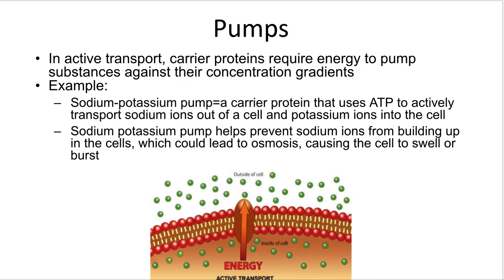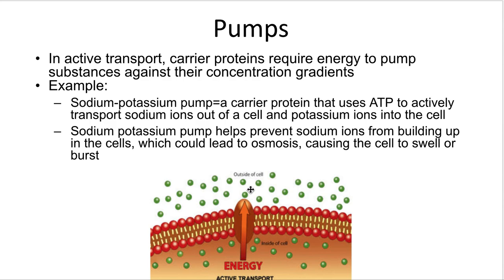So if we look at the image on the bottom, what we can see here is that there is a low concentration inside the cell of these little green particles, and there's a high concentration of them outside the cell. So normally you would have these little particles move into the cell. But what's happening here is we are actively pumping these little molecules out of the cell. Maybe we just really don't want these little green molecules, and you're going to have to take energy because you're pushing these molecules against their concentration gradient. You're pushing them where they don't want to go.